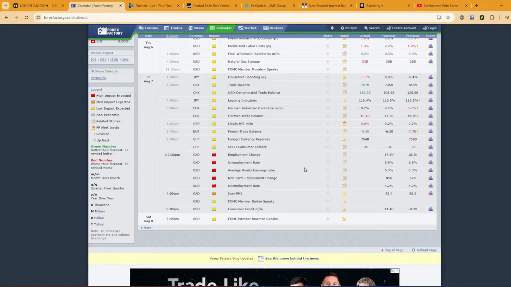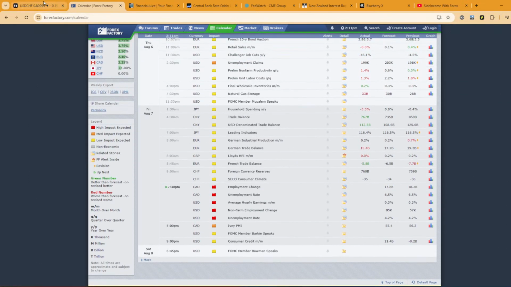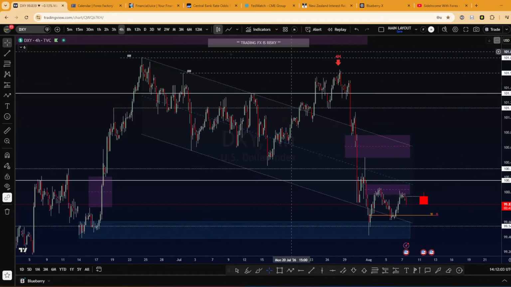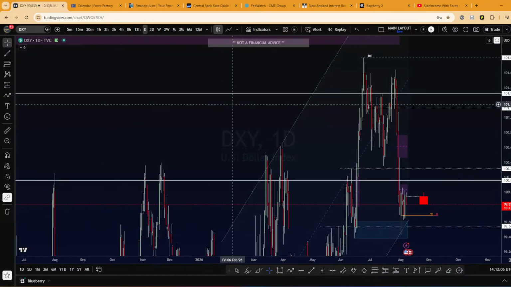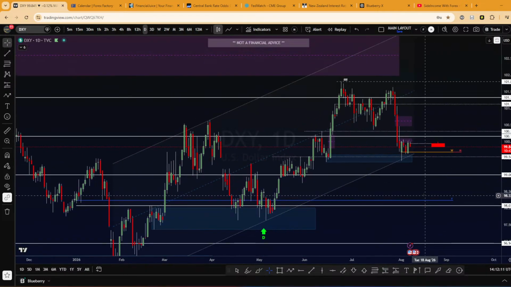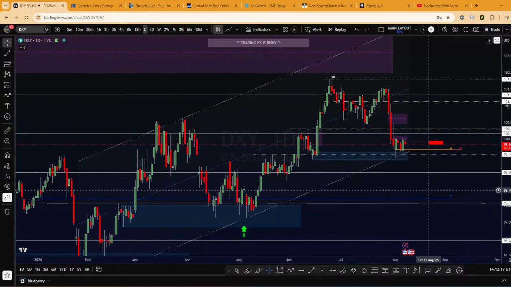NFP is about to come out in pretty much 15 minutes, so we will see. Before that, let's analyze the DXY. Right now I don't have a clear bias. I prefer to wait. That's why I am making this live. I prefer to wait for the NFP release to see more clearly the future direction of the DXY.